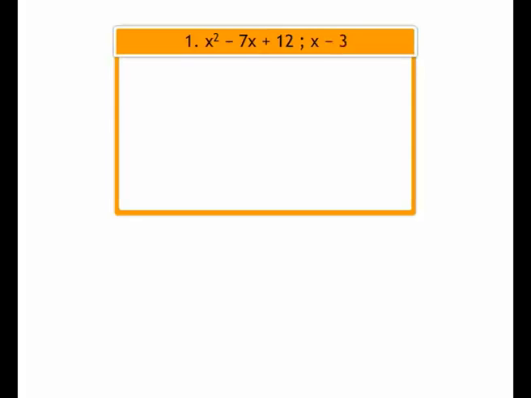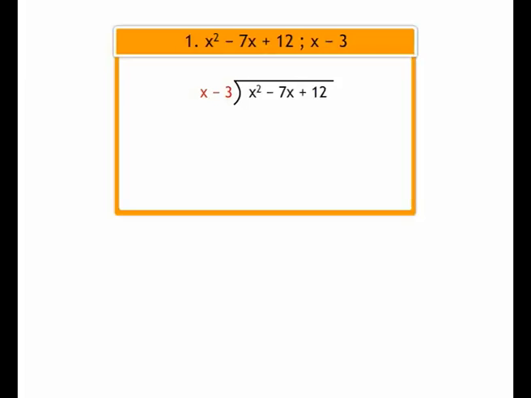Here our dividend is x square minus 7x plus 12, and our divisor is a binomial, that is x minus 3. When a divisor is a binomial, we will separate the divisor into two parts, that is x and the other as minus 3 to carry out the division.